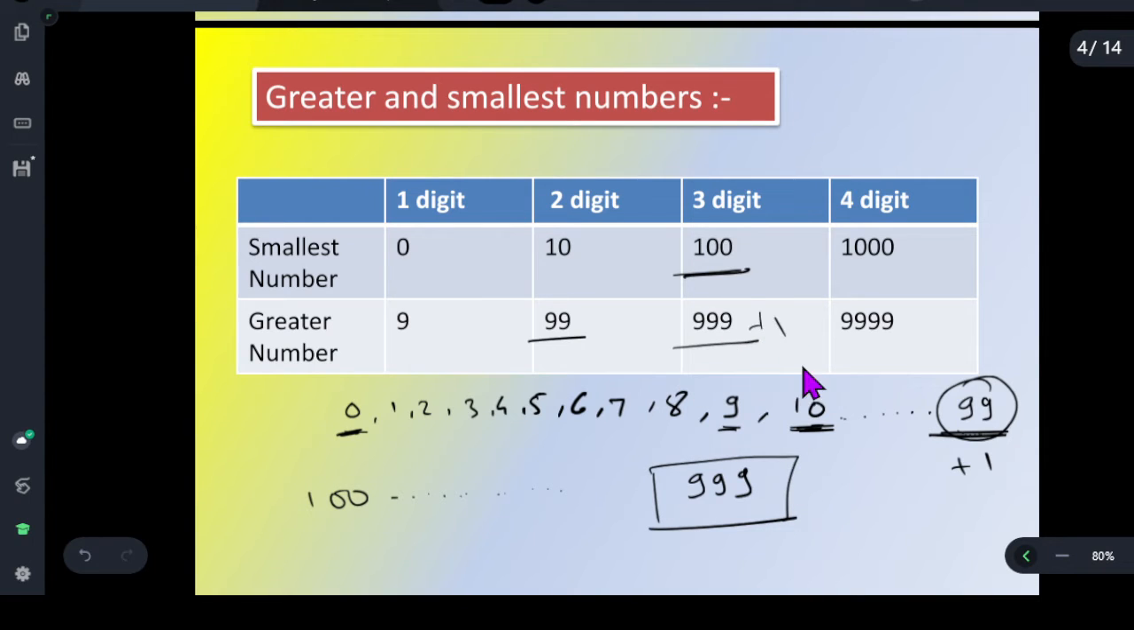If you again add 1 here, what will you get? The 4 digit smallest number. And what is the 4 digit greatest number? That is 9,999. Okay. Suppose I give you 100. If you subtract 1 from it, what will you get? The greatest 2 digit number. Okay. Understood?